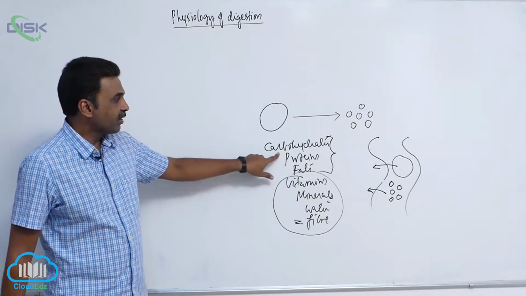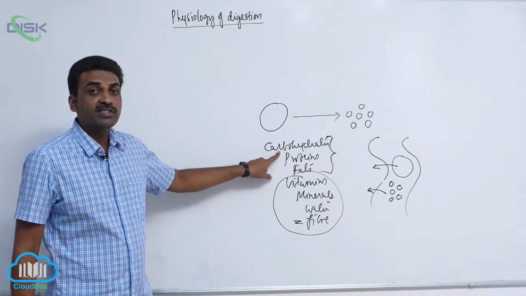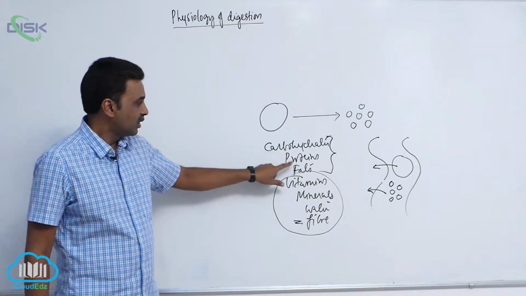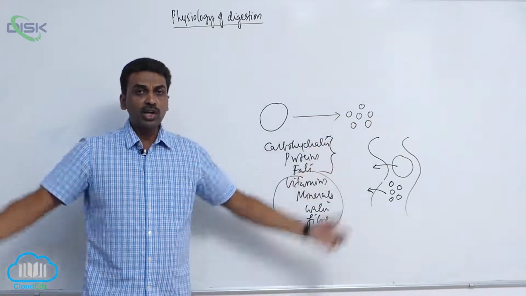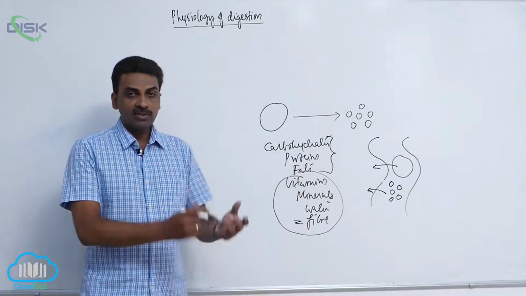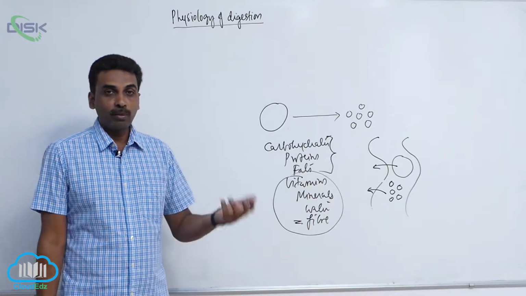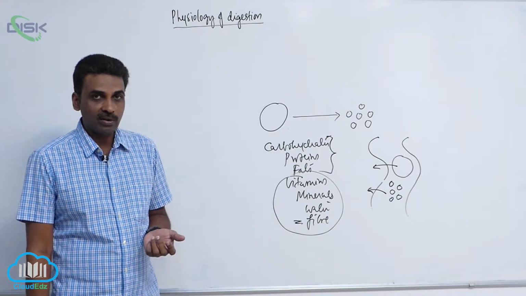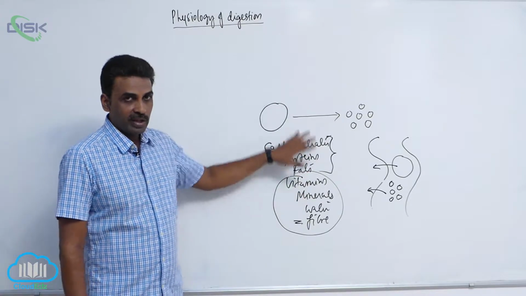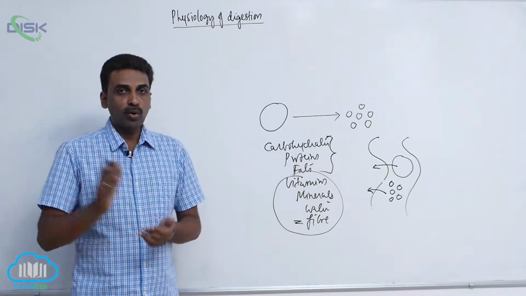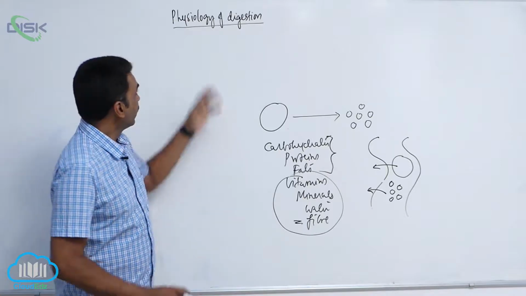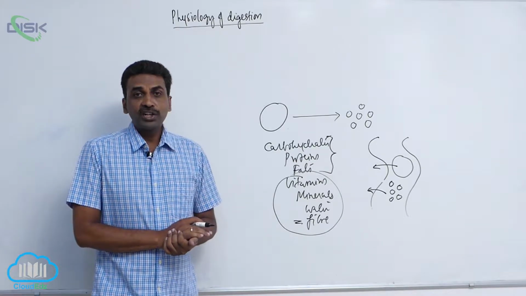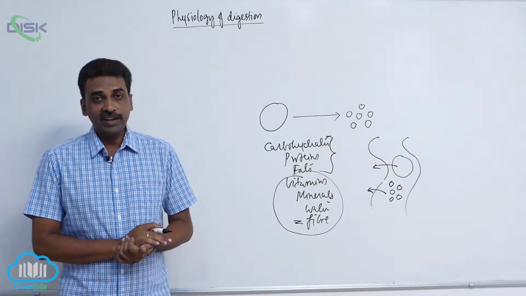Now, when I say complex substances, carbohydrates are in the form of polysaccharides, proteins are long chains of amino acids, and fats are formed by a combination of fatty acids and glycerol. So they are all in complex form. They are to be broken into simpler form. Now, the act of digestion includes mechanical digestion and chemical digestion.